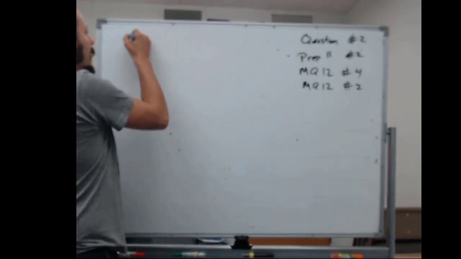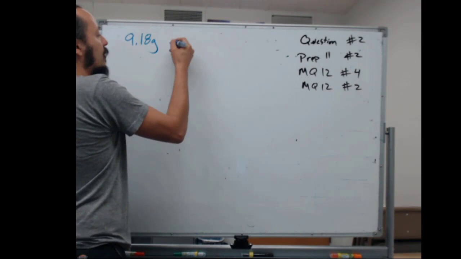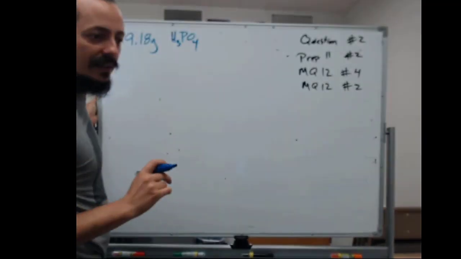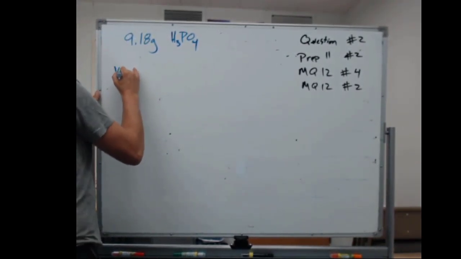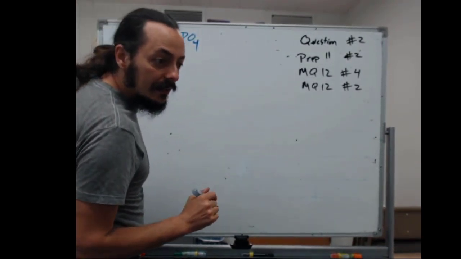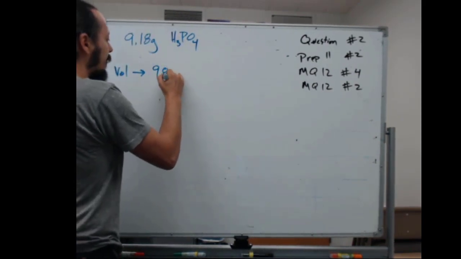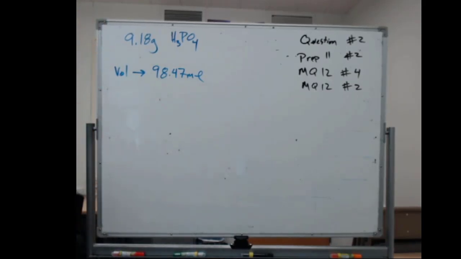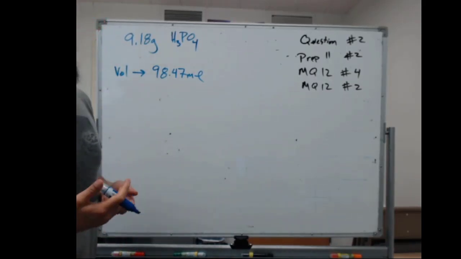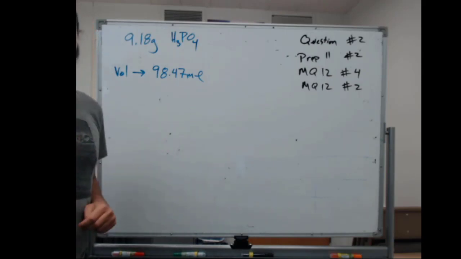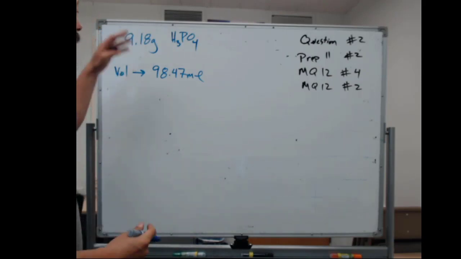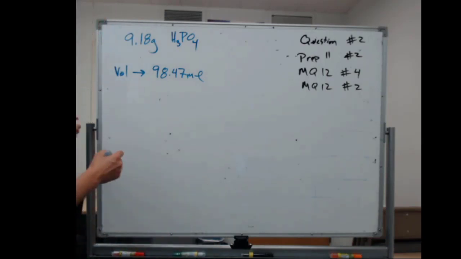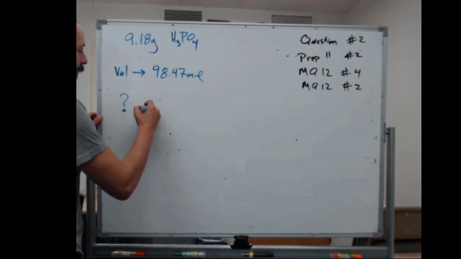First thing I do is I write down the 9.18 grams H3PO4, right? Phosphoric acid. I write volume is 98.47 milliliters. And this is the explicit information that the problem gives us. I always try to break down my problem solving into explicit information versus implied information. So here's my explicit information. The question I'm trying to solve is molarity.